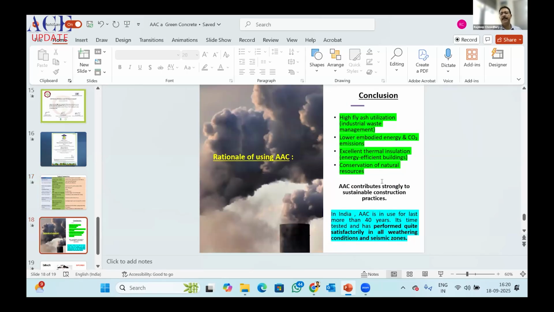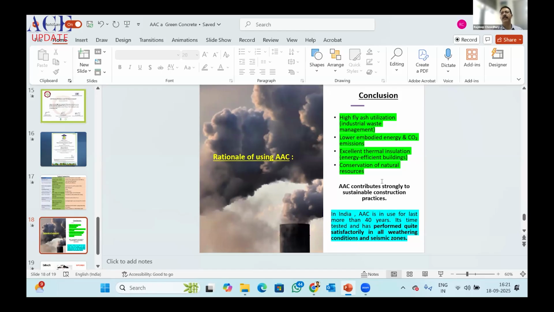So to wrap it up, what is the rationale for using this material? First of all, high fly ash utilization. It's industrial waste management, so AAC can help you get that. It has very low embodied energy, and carbon dioxide emissions are controlled in the manufacturing phase and throughout the life cycle of the product. And it has excellent thermal insulation, so it ensures the building becomes very energy efficient. Even if you are not going for air conditioning, the thermal comfort will be very high.